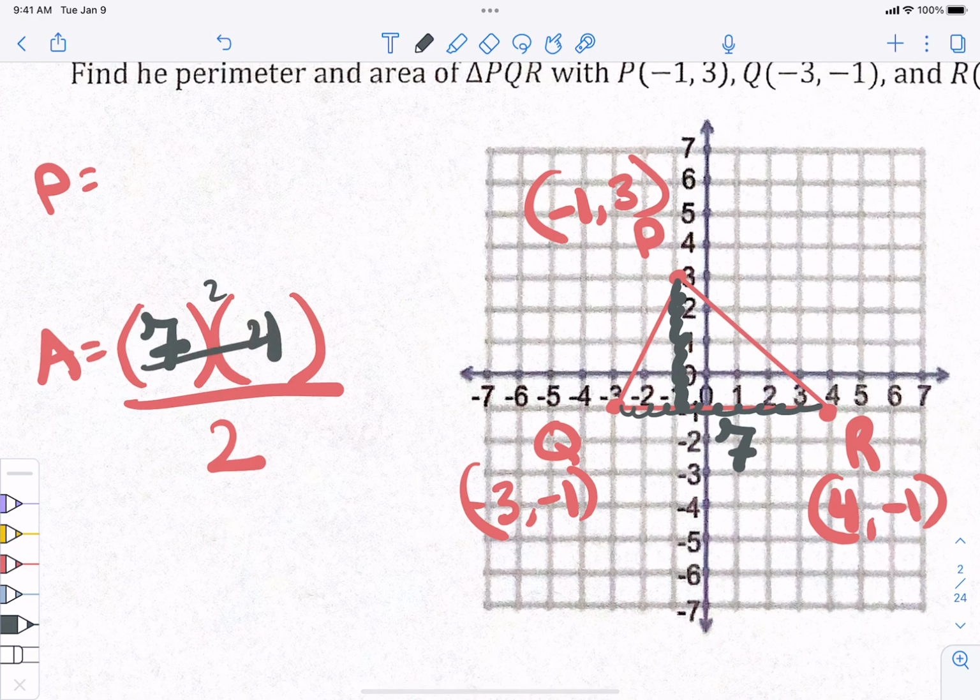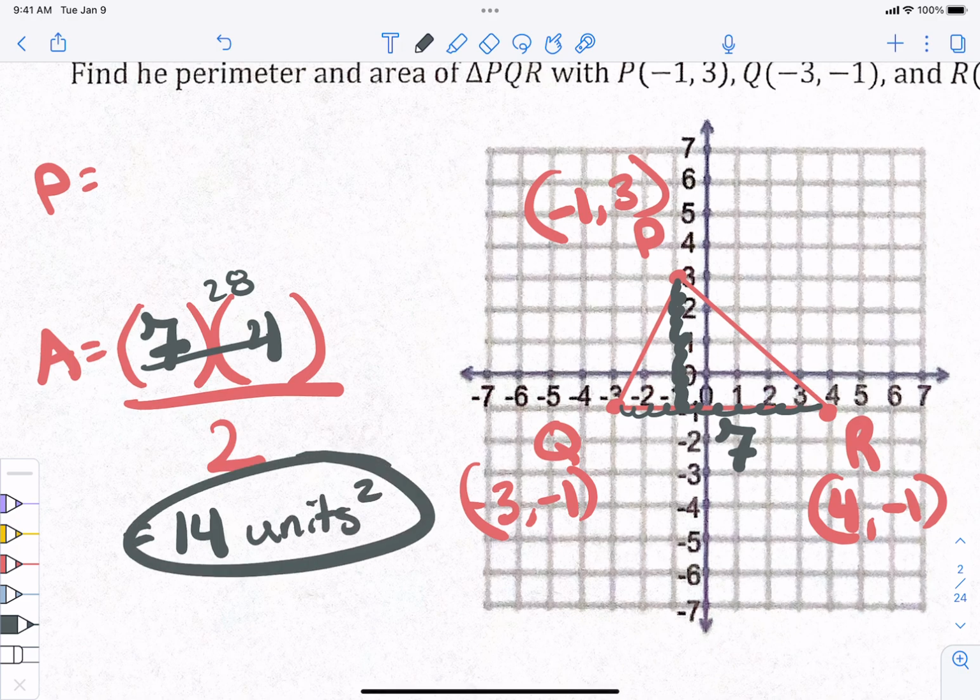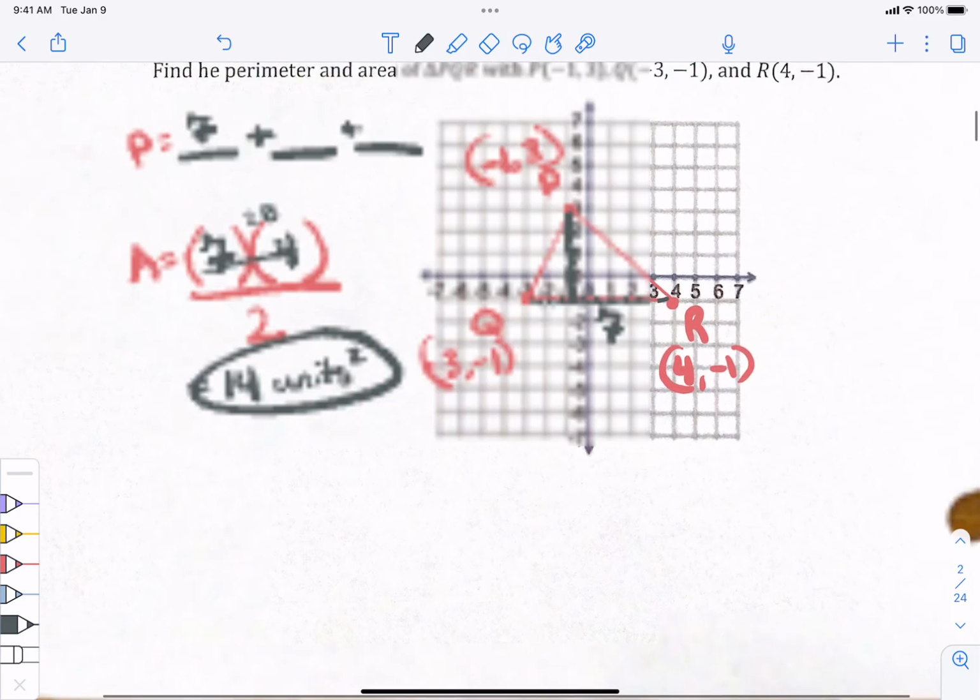7 times 4 is 28 divided by 2 is like 14 units? And area squared. So 14 units squared for the area. Base times height divided by 2. Okay? Perimeter, we have 3 things to add together. We know one of the sides, and that is 7. The other 2 sides we're going to have to do the distance formula to find.